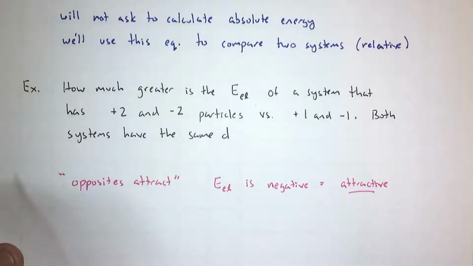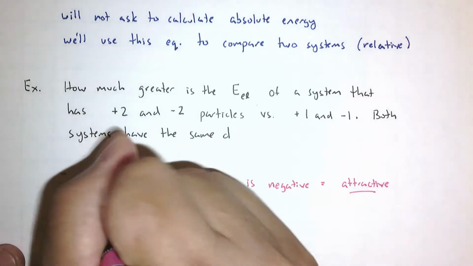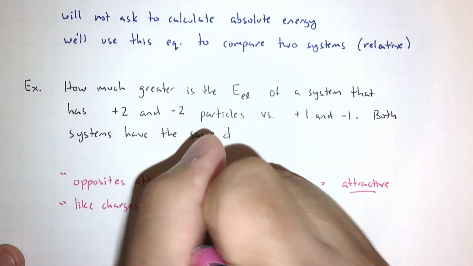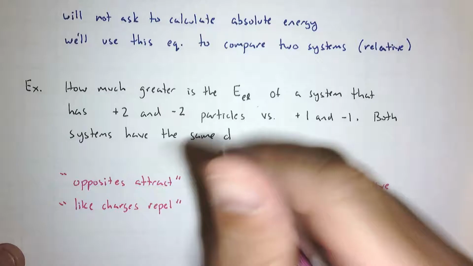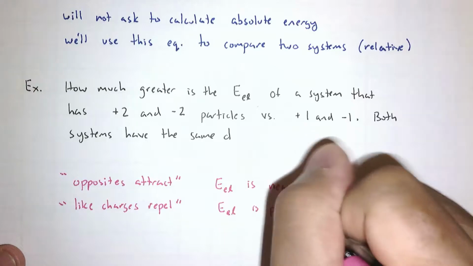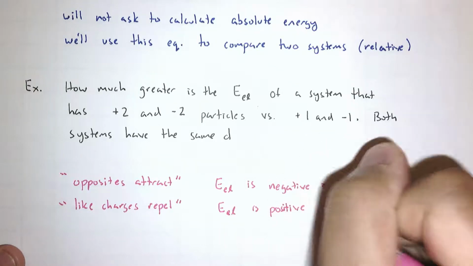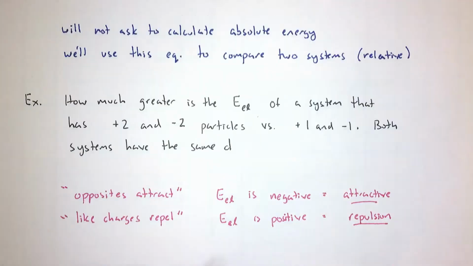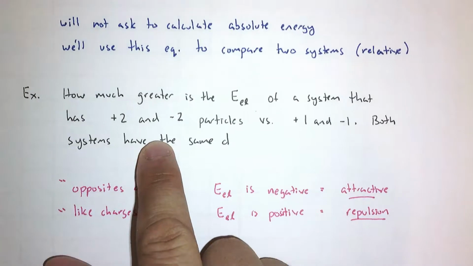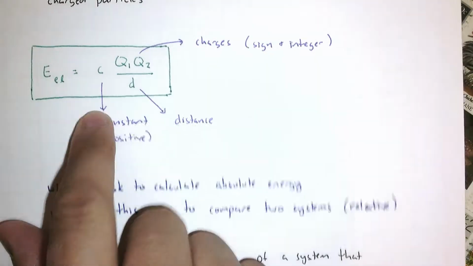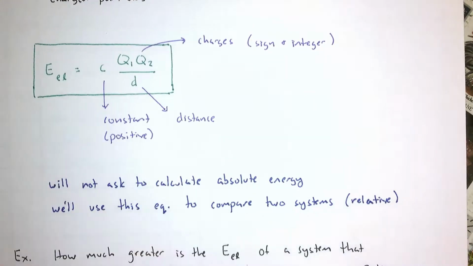In contrast, you have like charges repel. Repel or repulse. And in that case, electrostatic potential energy is positive, and that's a repulsion. We expect both of these systems to be negative, but we can still compare both of these to each other. And the way we do that is we take a look at our equation, and we are going to isolate the variables and the constant.